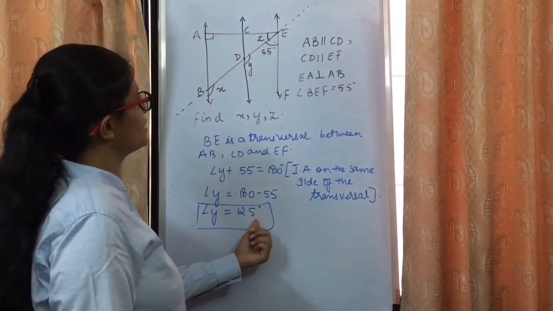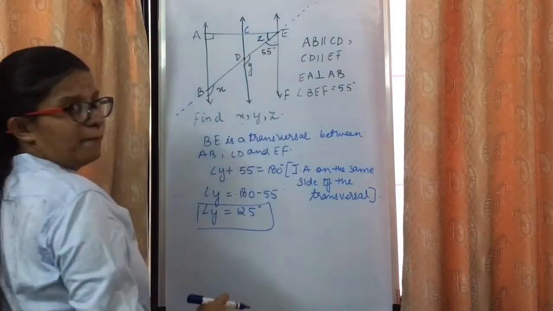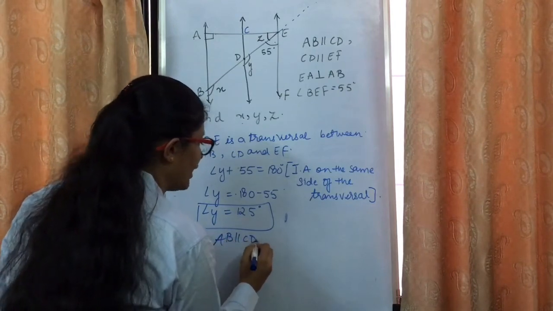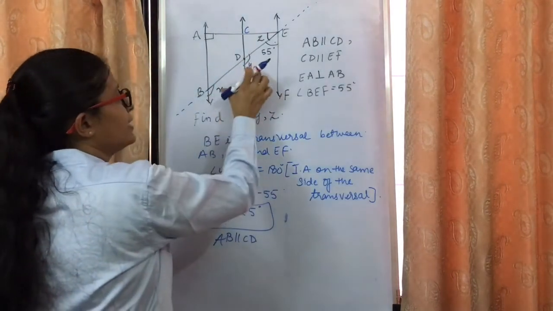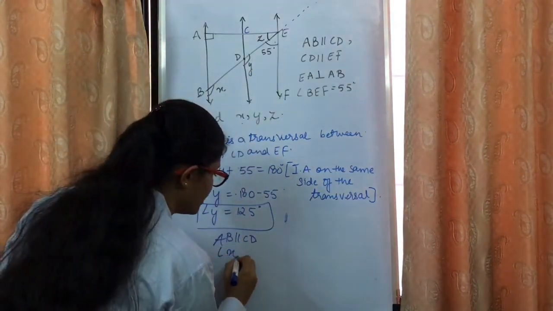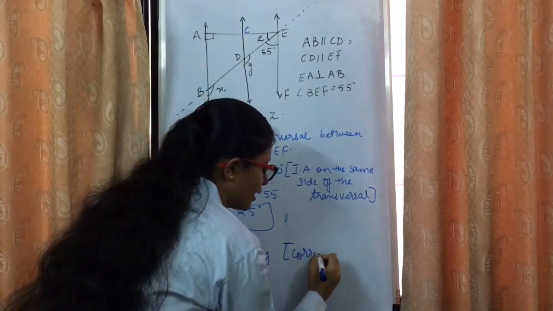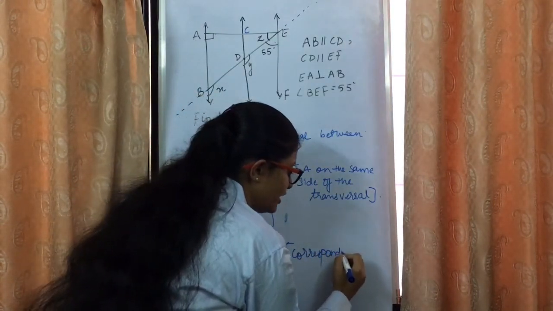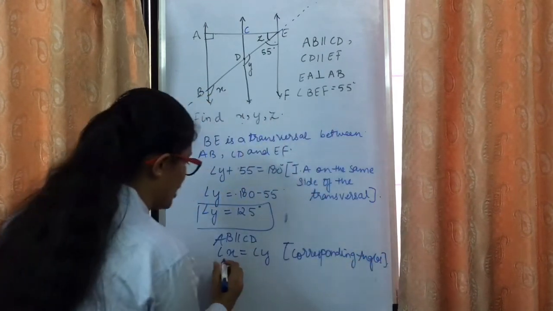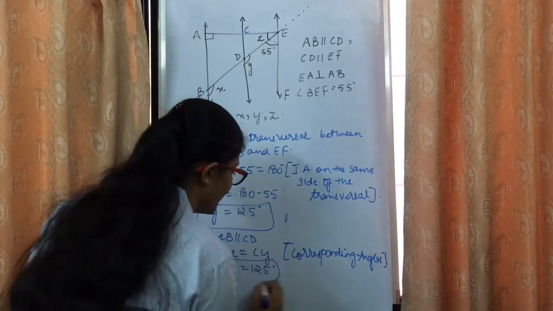So if it is 125 degree, can we say again AB is parallel to CD? If AB is parallel to CD, angle X and angle Y are the corresponding angles. So angle X will be equal to angle Y by corresponding angles. तो corresponding angles हैं तो दोनों equal रहेंगे. So the angle X comes out to be again 125 degrees.